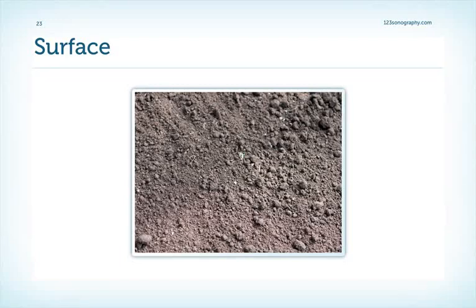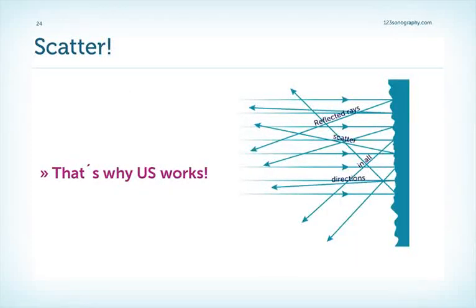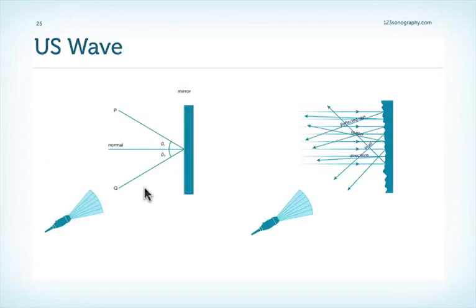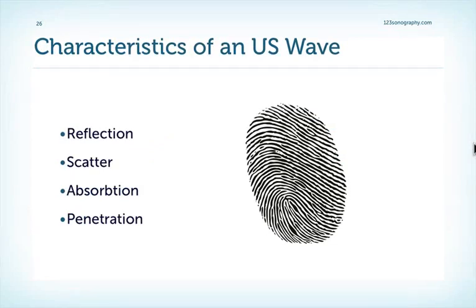The reason why ultrasound still works is because we usually don't have flat surfaces but some texture. And this texture causes the ultrasound rays to scatter in all directions. And thereby we have reflections which do hit the transducer while others don't. So even if we have an angle towards the surface, at least some reflections will return to the transducer and help us build an image. So to summarize the characteristics of an ultrasound wave, we will find reflection, scatter, absorption, and penetration.